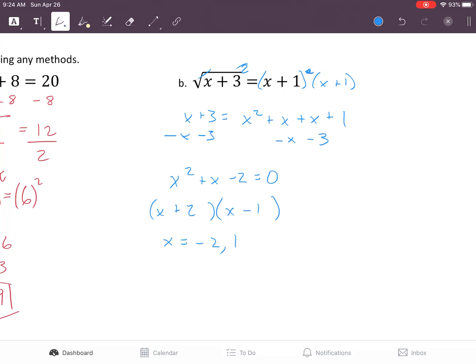And now again, I have to check these answers to make sure they work. If I put negative 2 into my equation, negative 2 plus 3 is positive 1. The square root of 1 is 1. So I get 1 on the left, and then on the right-hand side, negative 2 plus 1 is negative 1. Well, 1 does not equal negative 1, and that does not work. Okay, now I put 1 in there. 1 plus 3 is 4. The square root of 4 is 2. On the other side, 1 plus 1 is 2, and 2 does equal 2, so this is my answer. The only one that works.